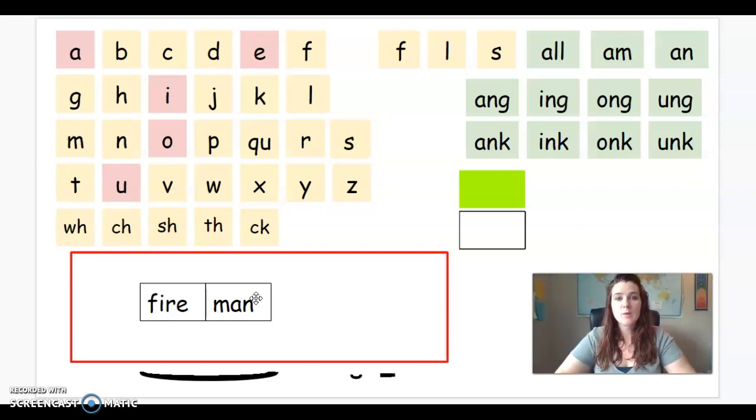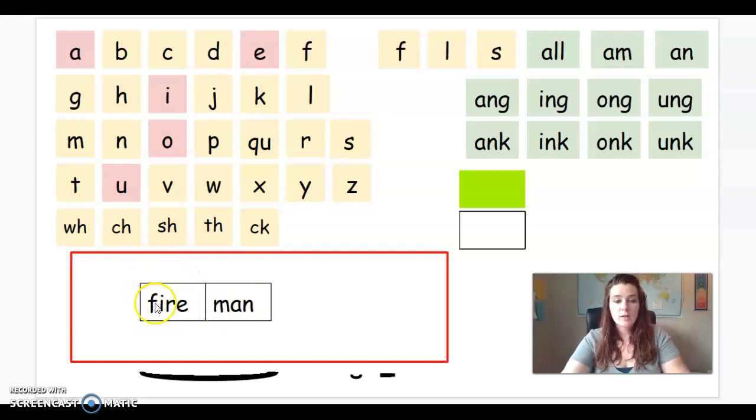A compound word is when it's two words that could stand alone. We could have a sentence about a fire. We could have a sentence about a man. They're words on their own. But when we push them together to make one word, it's called a compound. Okay? Let's take a look and see where our vowel consonant E happens and where our closed syllable happens.